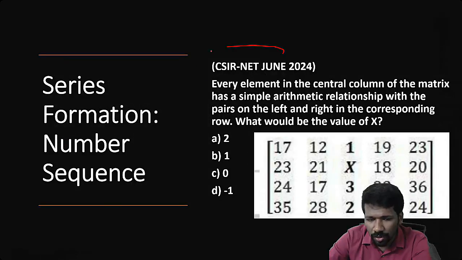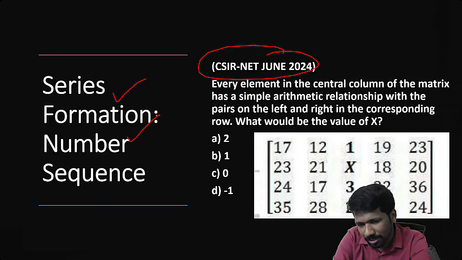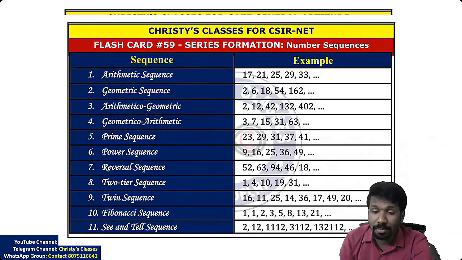जून 2024 का एक सीरीज फॉर्मेशन वाला क्वेश्चन है. ये सीरीज फॉर्मेशन मींस नंबर सीक्वेंस, लेटर सीक्वेंस, सिंबल सीक्वेंस वाला क्वेश्चन. नंबर सीक्वेंस will be discussed in a separate lecture. These are the major number sequence concepts. ये फ्लैश कार्ड में पूरा समराइज किया है so that you understand it properly.